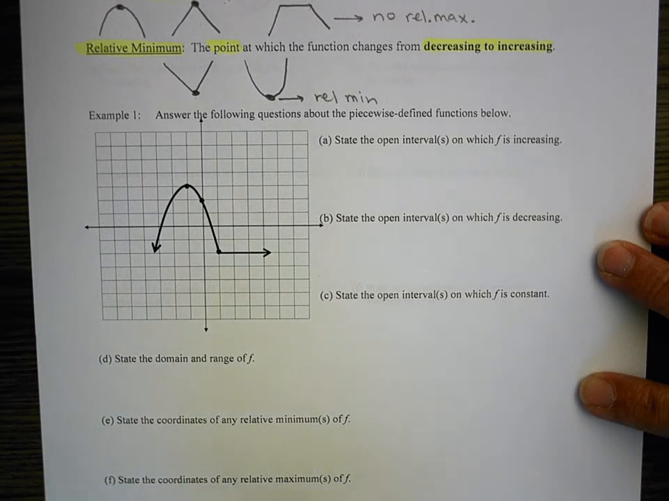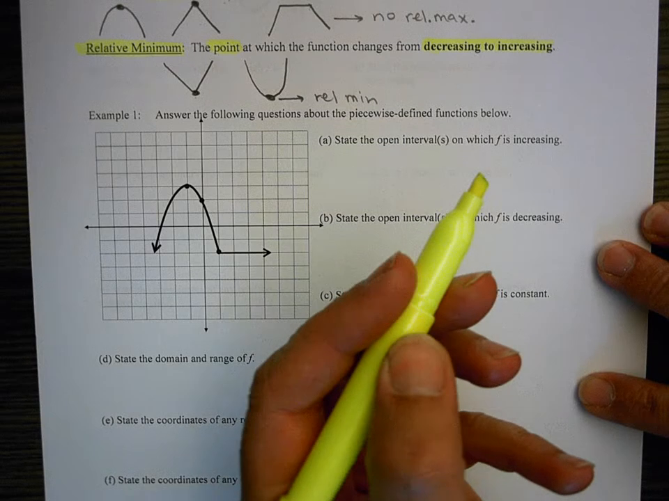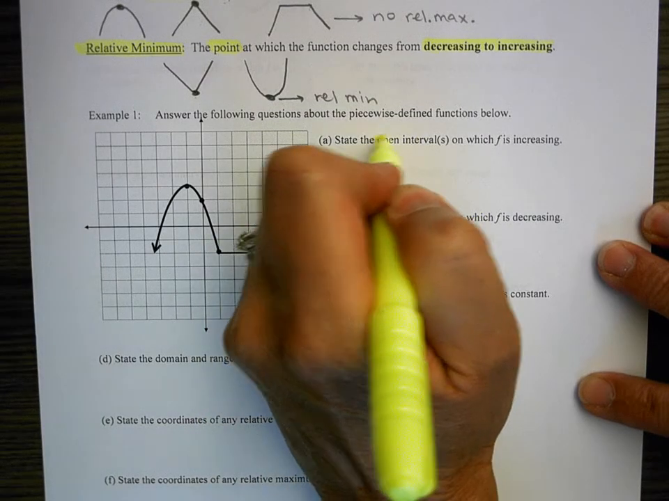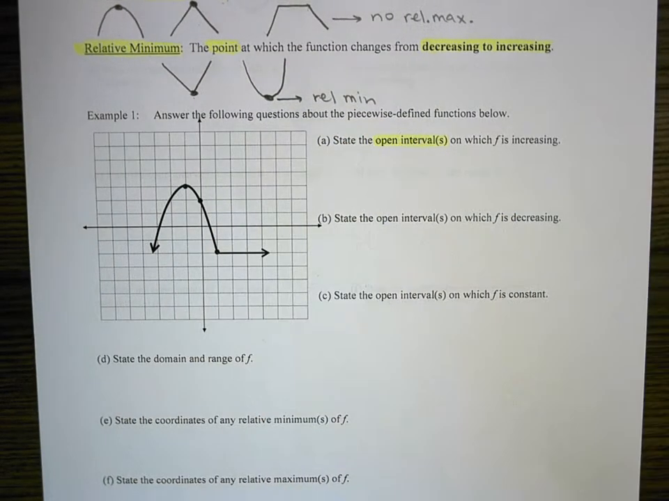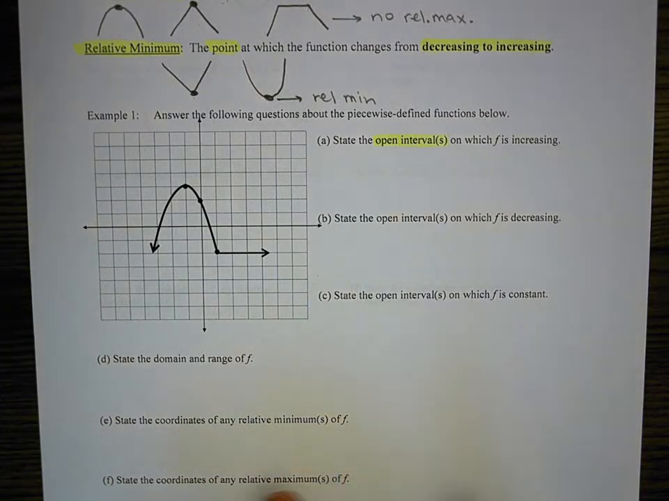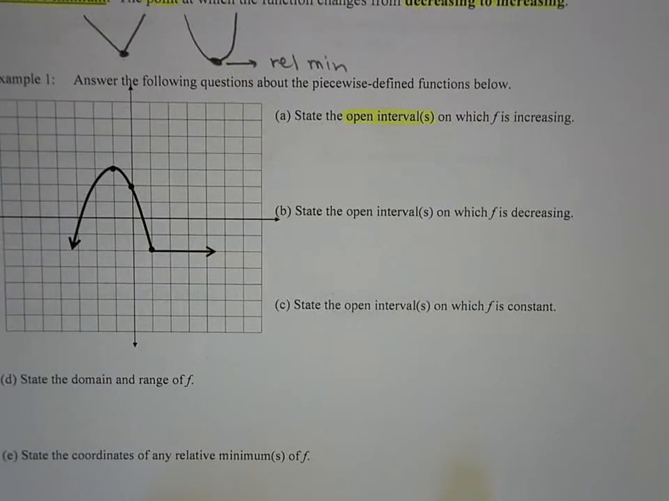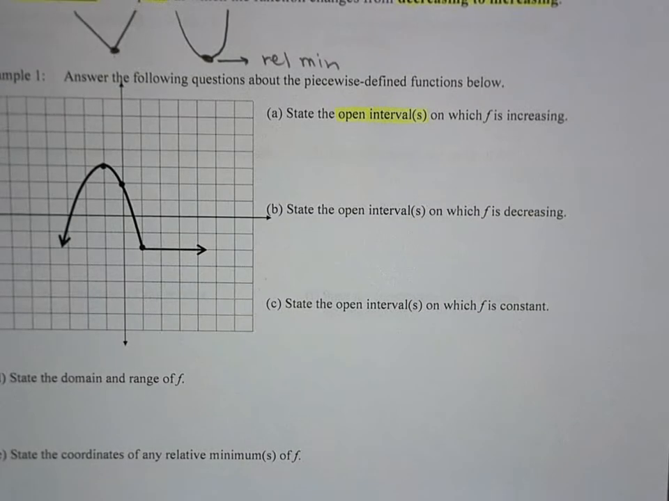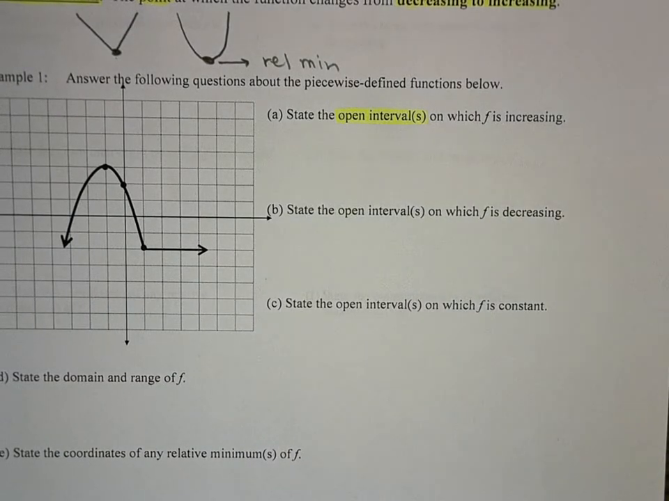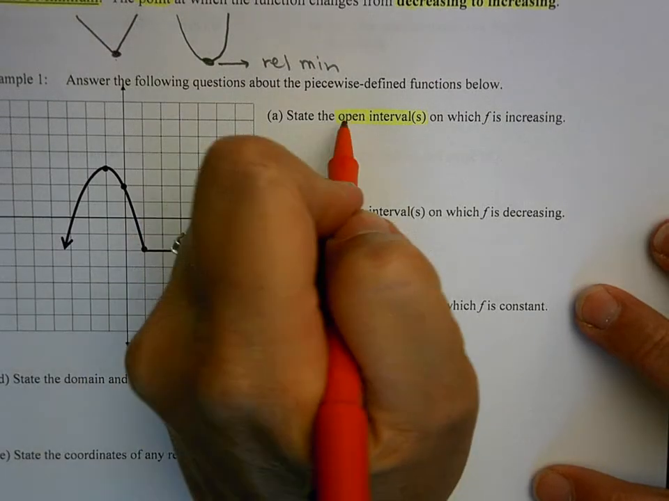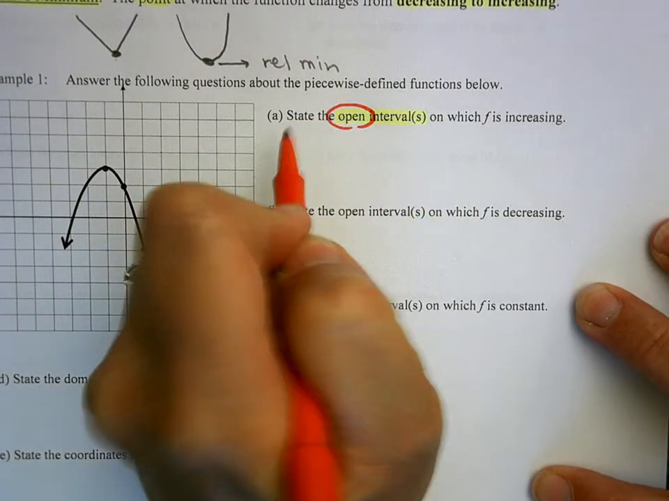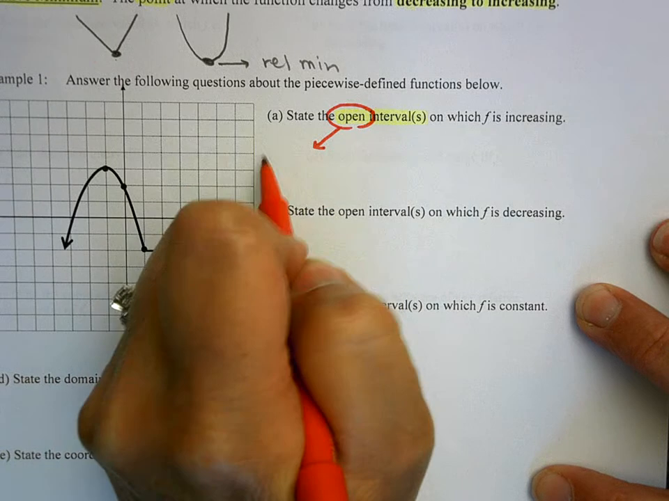All right, so here we go. For part A, they want us to state the open intervals on which f is increasing. So the open intervals, let's make sure we understand what that means before we get rolling too far. When we have an open interval, we are very specifically asking you to use parentheses. Whenever we see that word open, we always want to use parentheses.